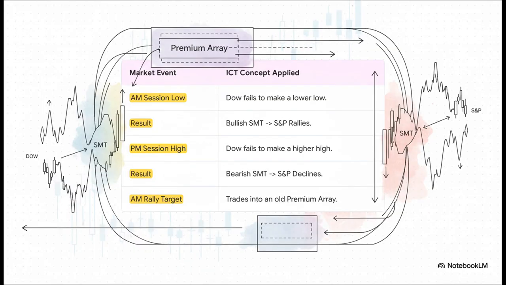And this slide just ties the whole framework together. The table breaks it down perfectly. At the AM session low, the Dow's failure to make a lower low gave us that bullish SMT divergence that led to the S&P rally. That rally ran right into our target, an old premium array. Then, at the PM session high, the Dow's failure to make a higher high gave us the bearish SMT divergence, which started the whole afternoon decline. Every single piece of the puzzle is right there.